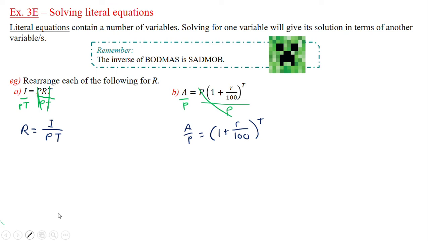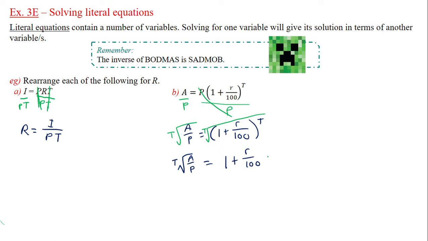Our next job is to get rid of this index. Remember that order or indices come before brackets. Now the opposite of to the power of T is the T-th root, or the square root or the T-th root. All right, so that gives us the T-th root of A over P equals, and all we've got left is this stuff now, 1 plus R over 100. Now we could leave the brackets, but it wouldn't really make a difference.